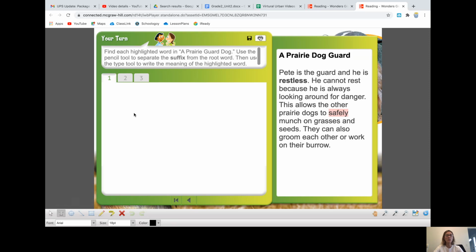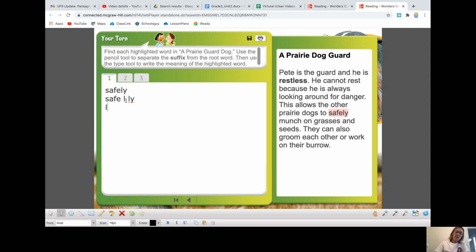All right, so let's do this one together. We just know the word is safely, right? We just read that. It's highlighted, safely. So I want you guys to separate the root word from the suffix. So what is it? Yes, so we have safe is the root word. Let's draw a line in the middle. And what's the suffix? Ly.